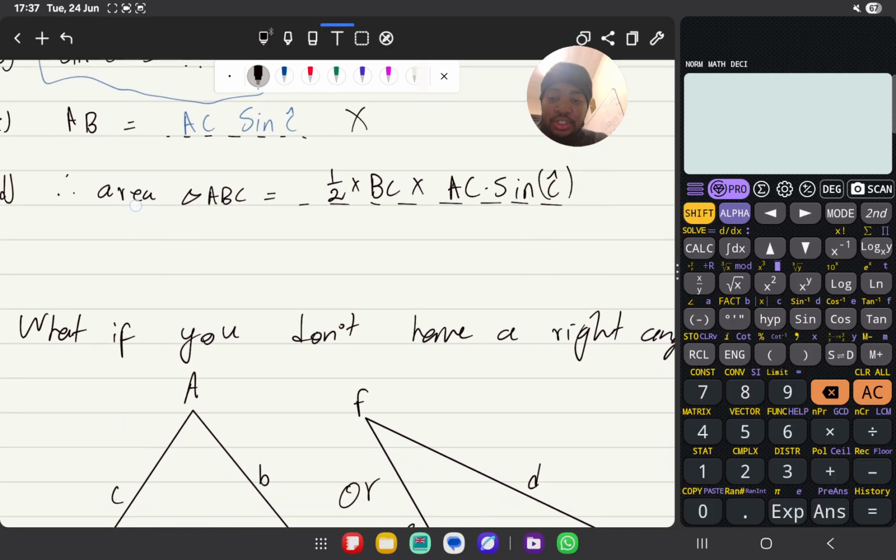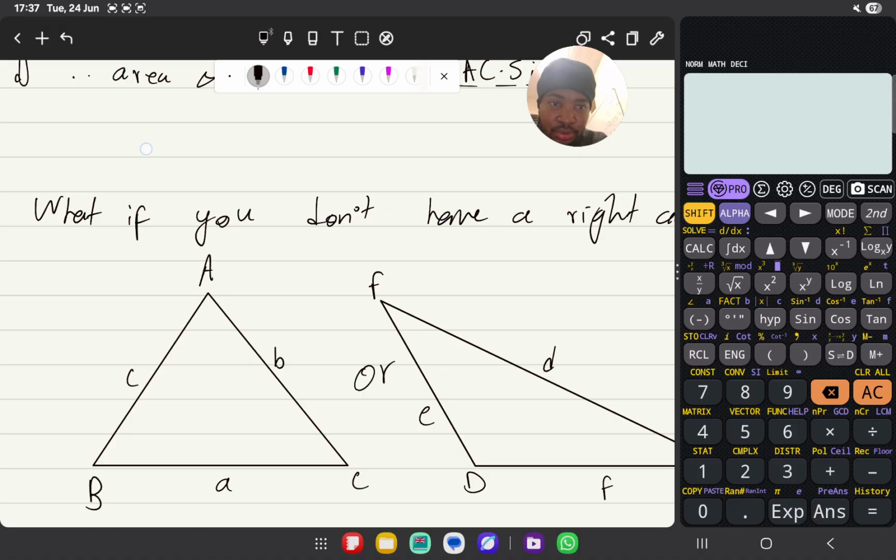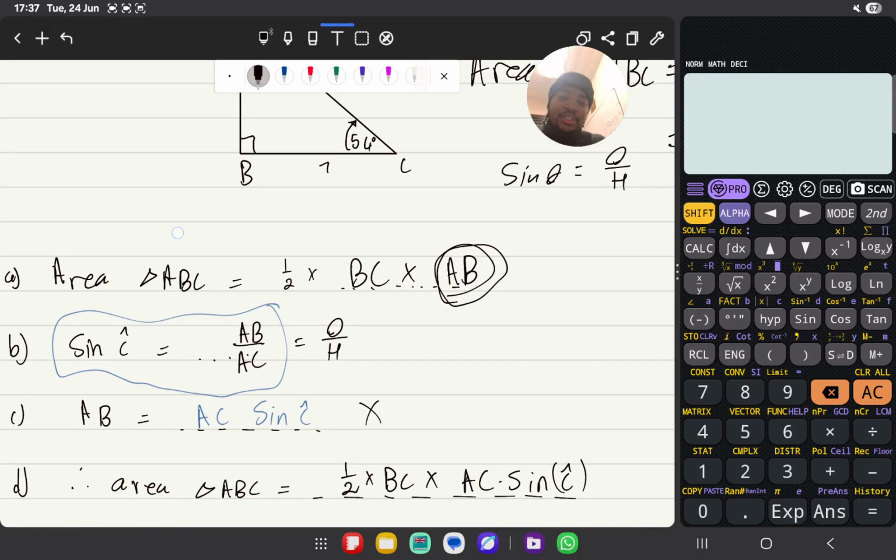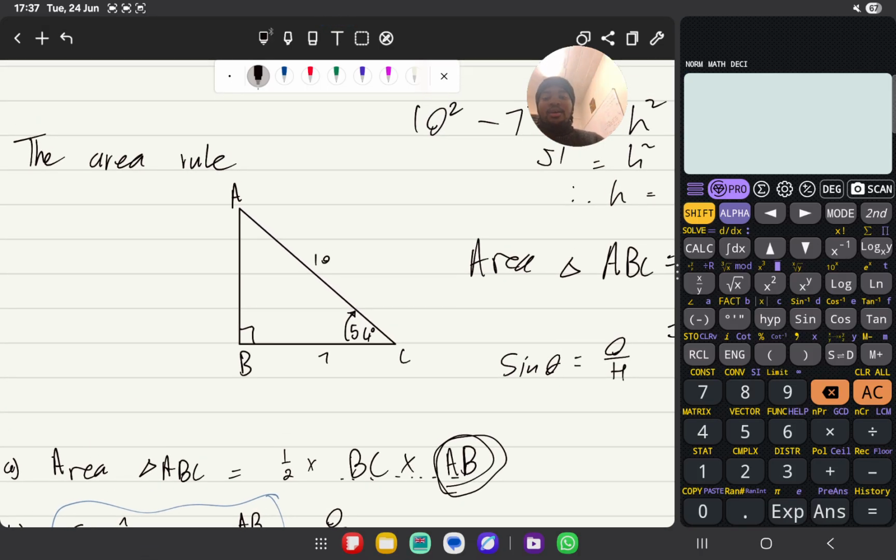I want to go back to the triangle. So for now, let us forget about these units. I will just remember them.